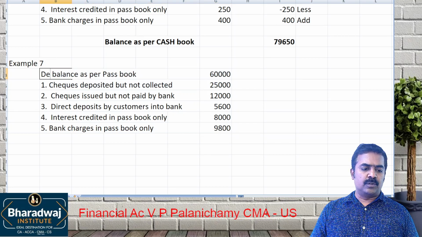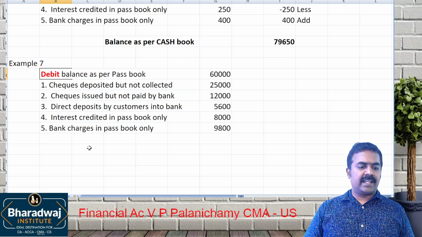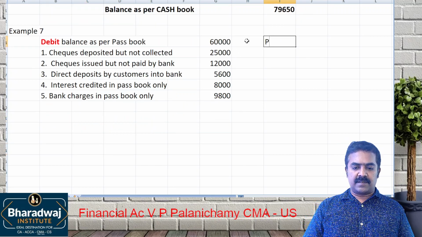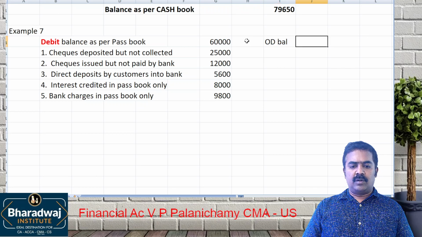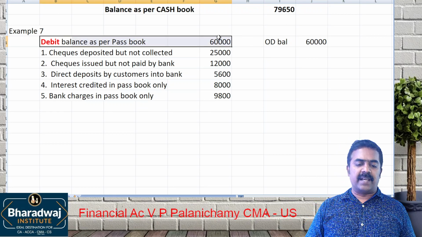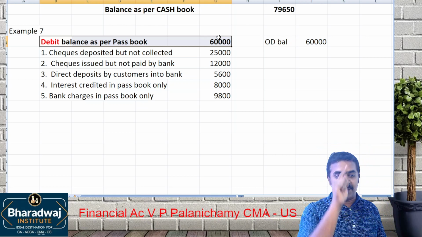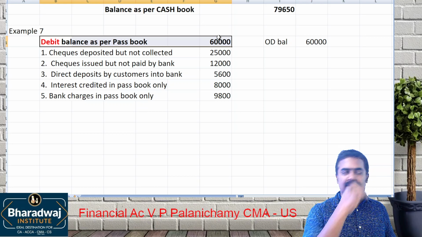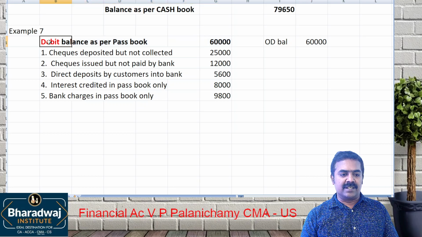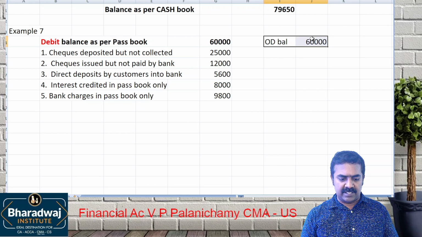Let me start with debit balance. Which balance? Debit balance as per passbook. Now, this which balance? OD balance. OD balance how much? 60,000. Wait, our starting point is balance as per which one? Passbook. Who are we? Starting point is passbook. Now, we are banker. According to the customer, we have to adjust. Now, wait, debit balance means which balance? OD balance. Okay, so let us see what to do.